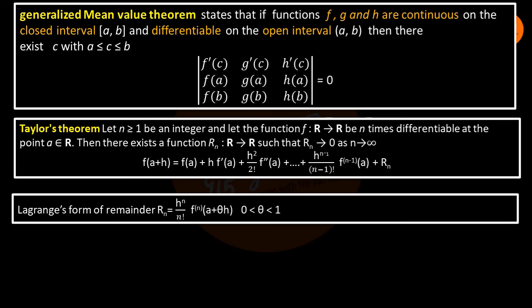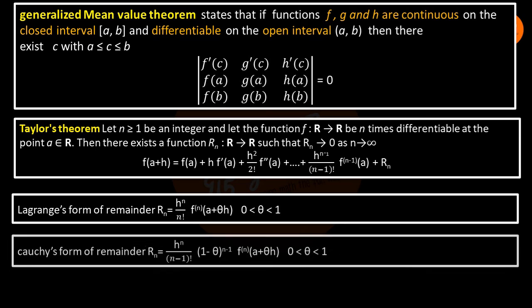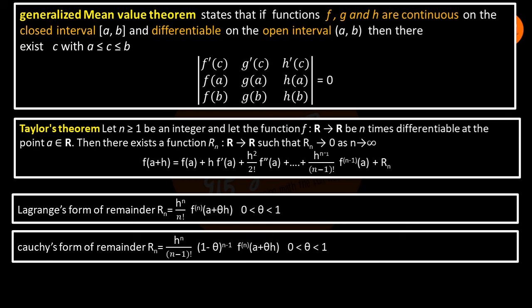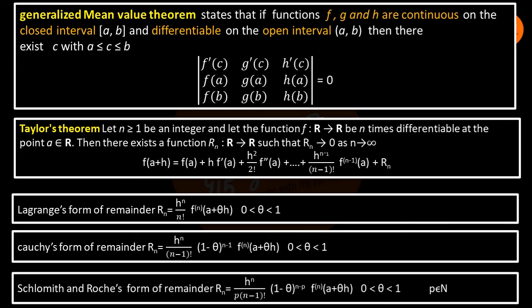We are asked a lot of questions. What is the Lagrange form of remainder for this function? Then this is the Cauchy form of remainder. Then this is the Schlömilch and Roche form of remainder. These are direct questions, not indirect. What is the Cauchy form of remainder? What is the Lagrange form of remainder? Direct questions.